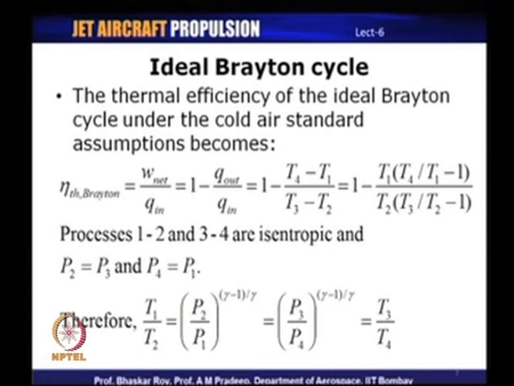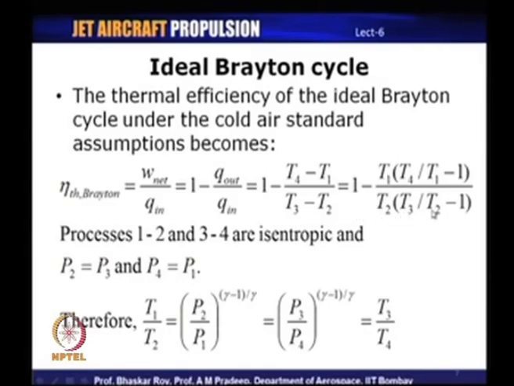We have already derived expressions for Q out and Q in. Q out is equal to C p times T 4 minus T 1, Q in is equal to C p times T 3 minus T 2. Therefore, we can reduce this to 1 minus T 1 multiplied by (T 4 by T 1 minus 1) divided by T 2 into (T 3 by T 2 minus 1).